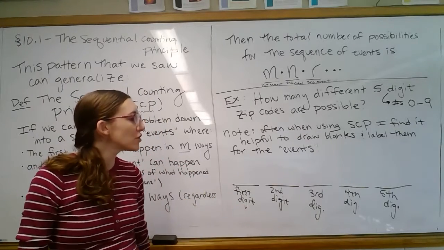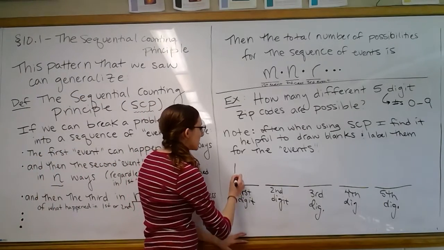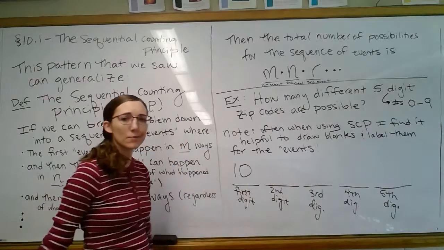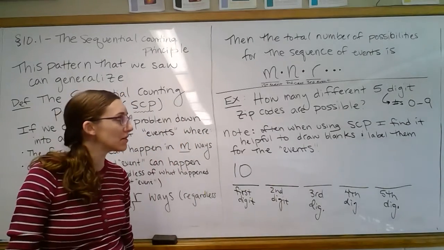So even for the first one in the zip code then, we would have all 0 through 9 as possibilities. There are zip codes that start with zeros. If you go up to like Maine, they have zip codes that start with zeros.